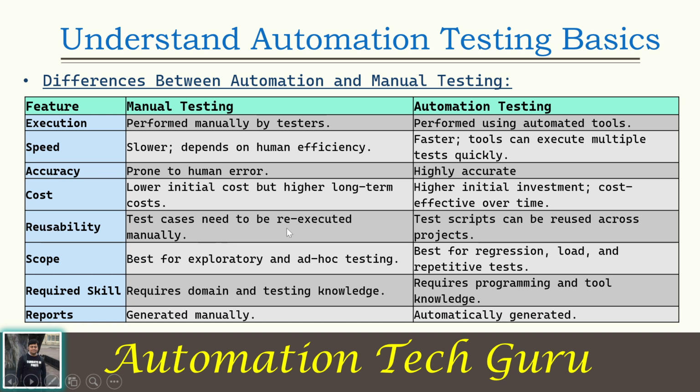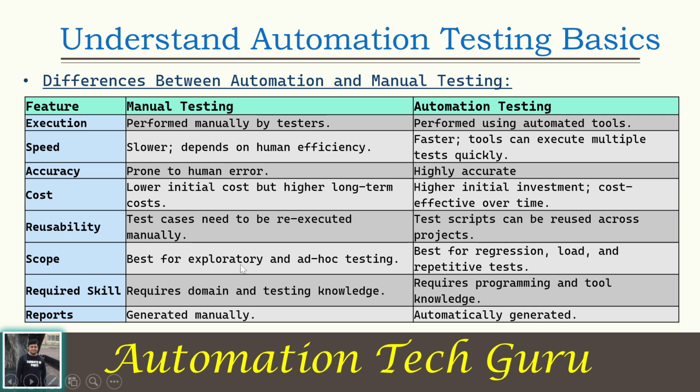Reusability: in manual testing, test cases need to be re-executed manually, but in automation, the test case script can be reused across the project. So whenever you want to execute the regression test or run in different environments, the automation scripts are more reliable and effective in terms of test case execution or re-execution.